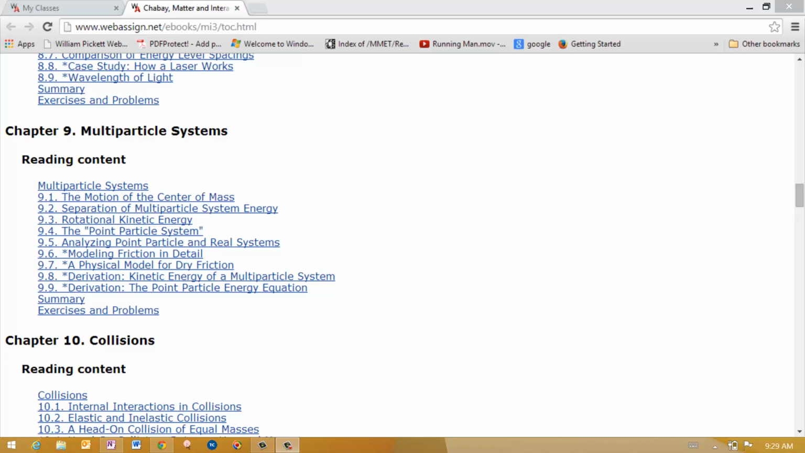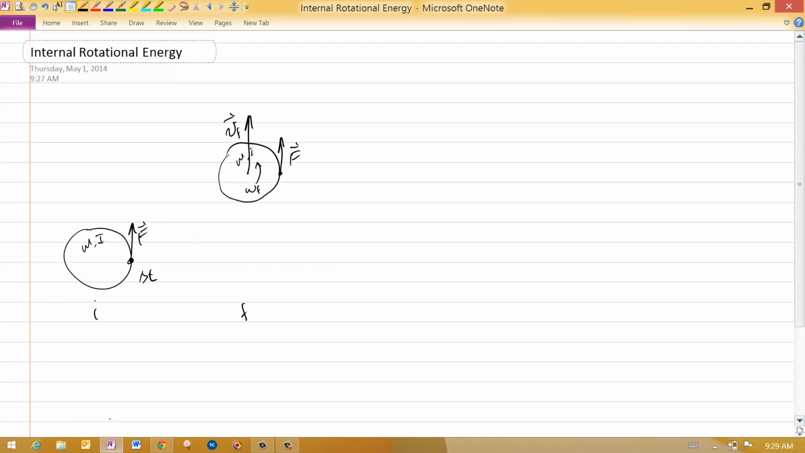This is Physics 151, and today I want to talk about Section 5, Chapter 9, Analyzing Point Particle and Real Systems. What we have in 9.5 is a system that we're going to analyze. I've got a puck. You're looking face down on a puck sitting on a frictionless surface, and I'm going to put a force on the edge of that puck, pointing upwards. I'm going to let that force act for a time delta t, so the center of the object goes a distance L. So I've got an initial and a final state.